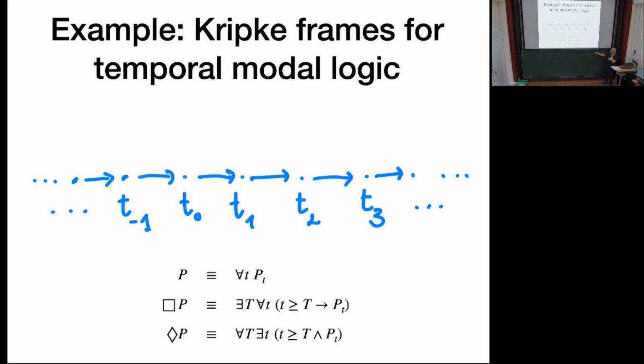So for instance, an example of P can be 2 plus 2 is equal to 4, which does not depend on time. And an example of diamond P will be it rains. Perhaps it does not rain today, but eventually it will rain, we hope. Okay?